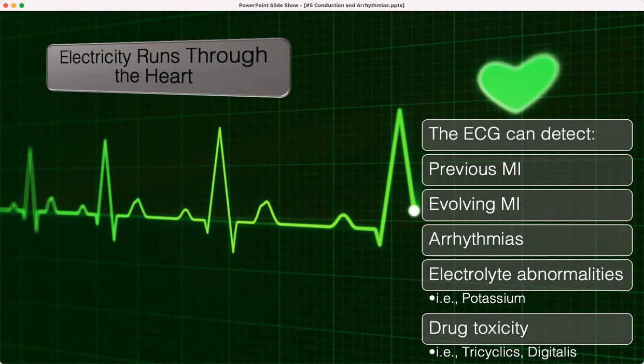One way you can tell with potassium is you'll get these big peaked T waves with high levels of potassium. And also drug toxicities will show up in the EKG. You can see tricyclics will have abnormal EKGs, as well as digitalis. It's called the dig effect.